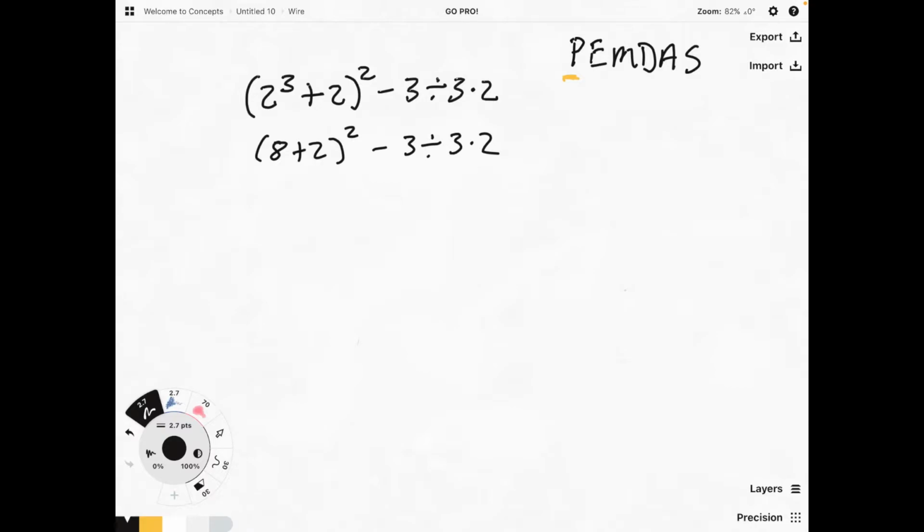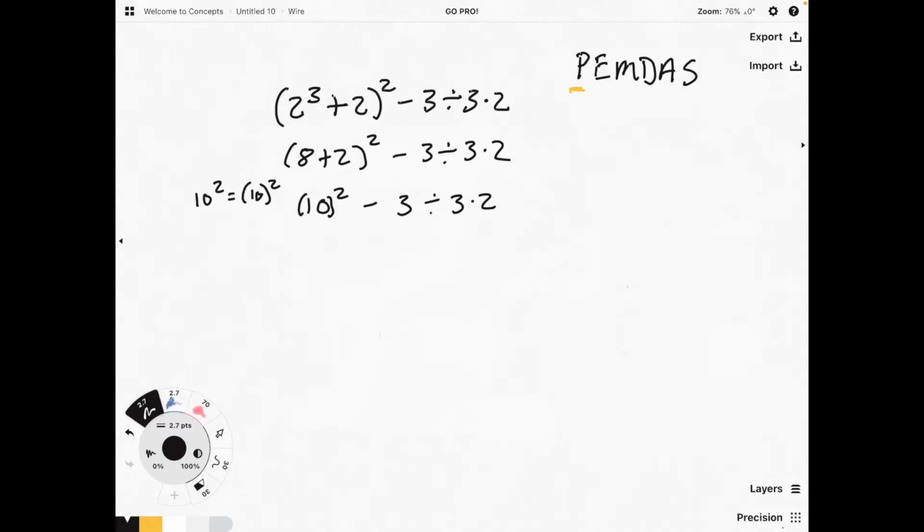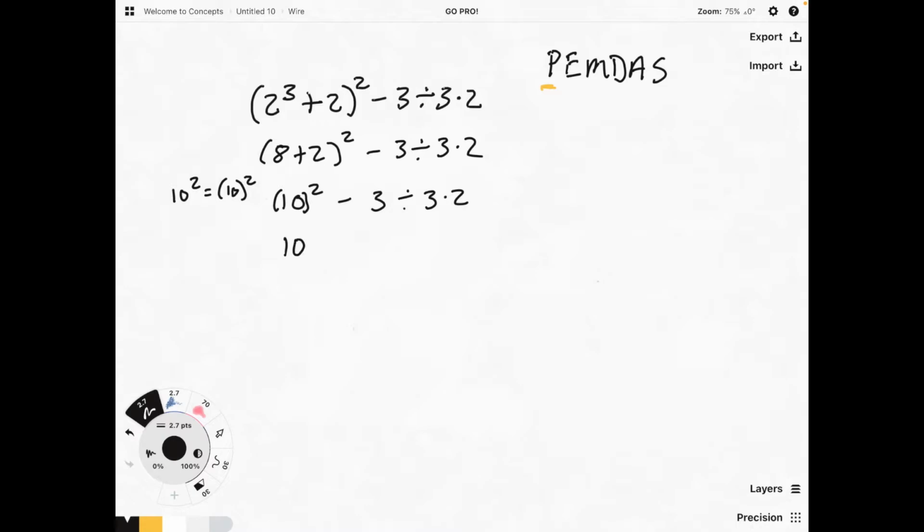Now we continue in the parentheses, and we have 10 squared minus 3 divided by 3 multiplied by 2. 10 squared is equal to 10 to the 2. It's all the same thing, just how you choose to write it. For the example, we're going to take out the parentheses and write 10 squared minus 3 divided by 3 times 2. Now we look at exponents since we're completely done with parentheses, so we can cross that out and move to exponents.